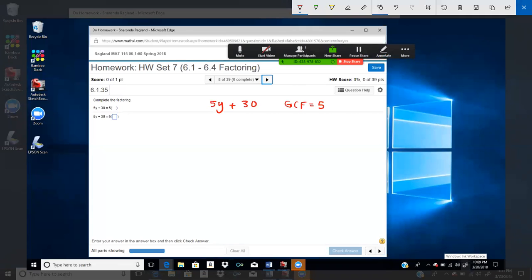In essence, we're going to pull it out and put it on the outside, and we have to see what's left on the inside. When I'm pulling out the GCF, I am dividing each term by 5 to see what's left. Now to simplify, you're left with y plus 6. You see that? And this is your factorization of 5y plus 30. There's nothing else I can do with the expression inside. So this is it.